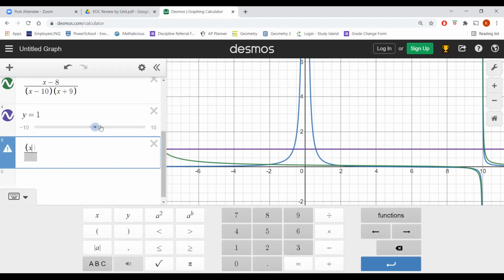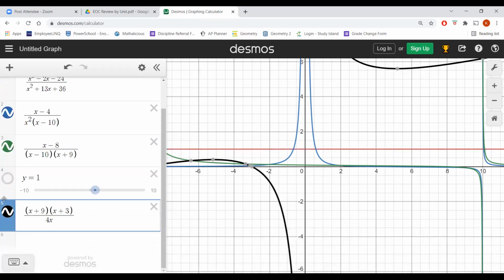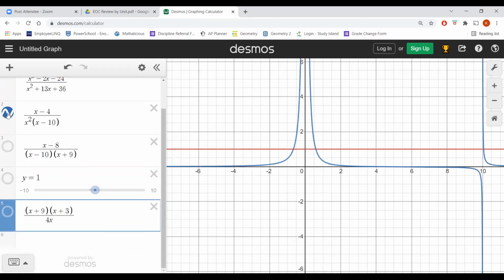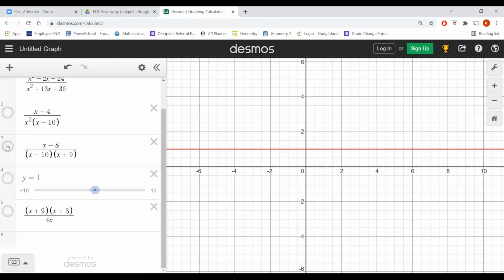x plus 9, x plus 3 over 4x. Okay, so we're looking for the one that is a perfectly horizontal line. So not that one. Nope, not that one. Ooh. It is that one. So the answer is C.